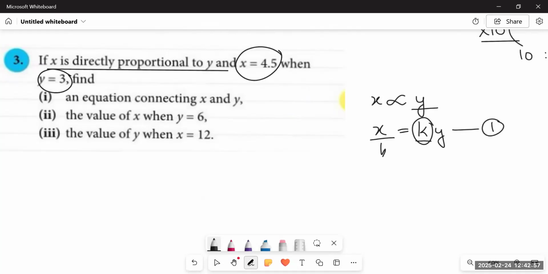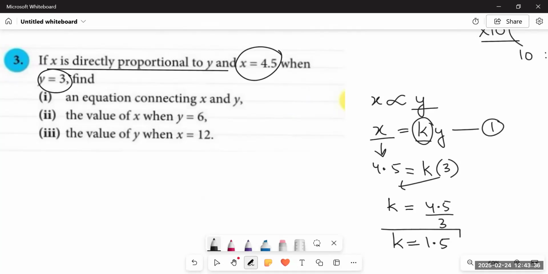So in place of X, I'm going to write 4.5. K would remain as it is since I have to find out its value. Ky means K multiplied by Y. So I'll keep 3 in brackets, which is the value of Y. Since K is multiplying with 3, we will divide on the other side and it becomes 4.5 upon 3. I can write it as K is equal to 4.5 upon 3. Now when I divide 4.5 by 3, the answer would be 1.5. It means the value of K is 1.5.